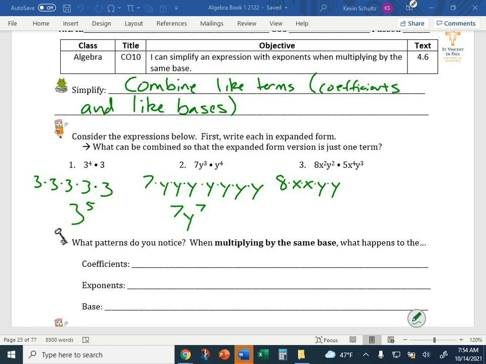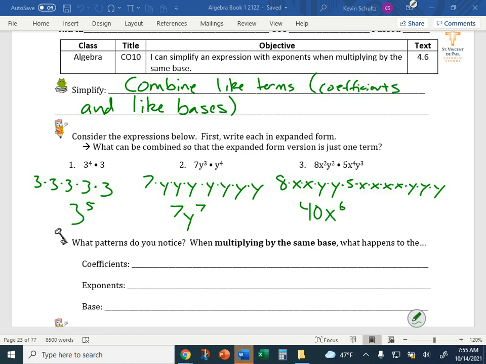How about 5x to the 4th y cubed, Aiden? 5 times x times x times. Good. One coefficient of 5, and then 4 x's, x to the fourth, and then y cubed, 3 y's. Anyone want to take a guess at what this is going to look like now when we simplify it together? Arlene? 40.